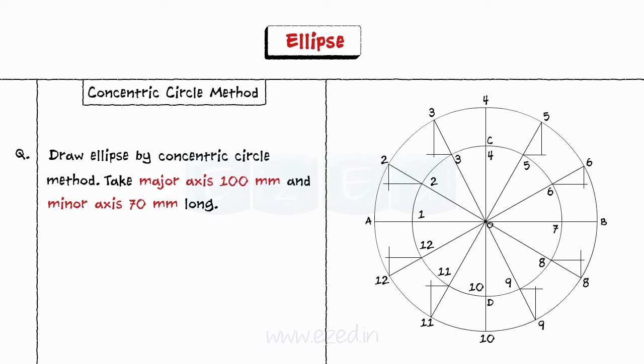Step 6. Mark all intersecting points properly, as those are the points on the ellipse. Step 7. Join all these points along with the ends of both axes in the smoothest possible curve. This is the required ellipse.